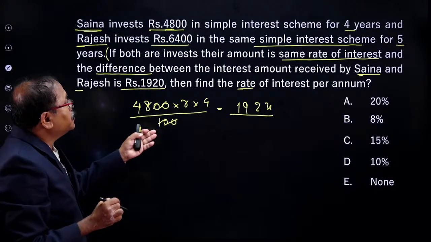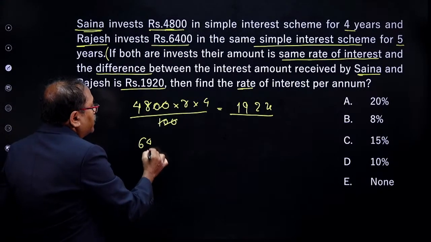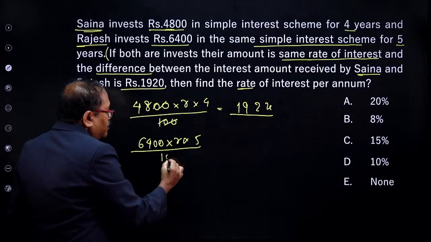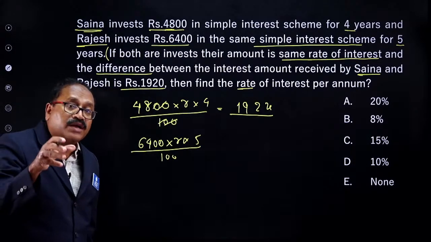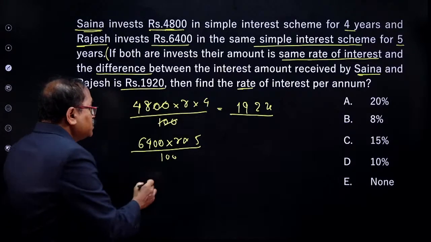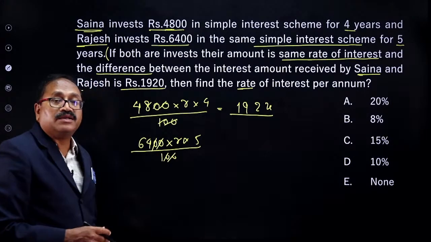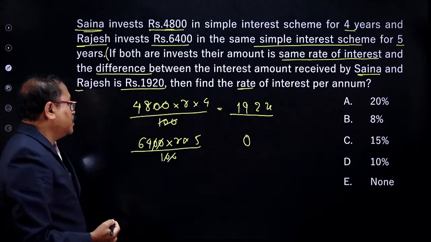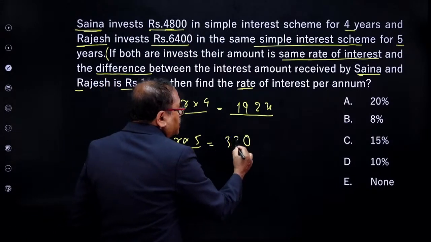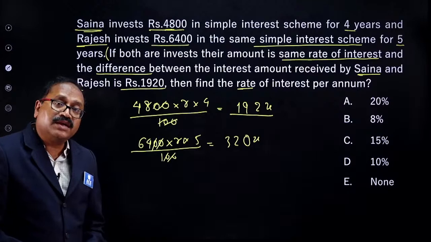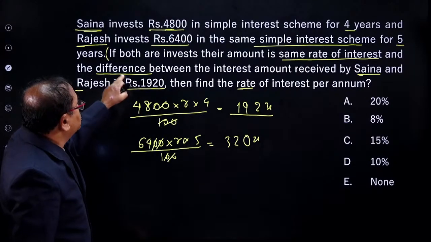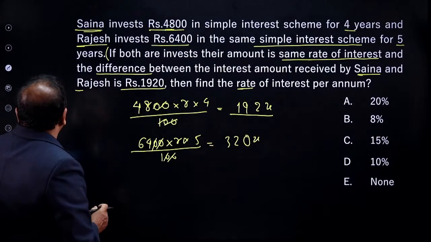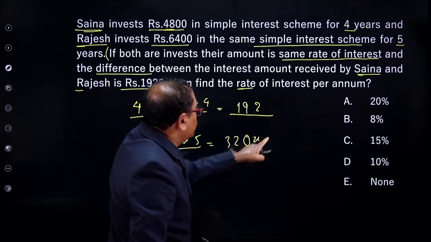अब दूसरे वाले का इंटरेस्ट भी तो ऐसा ही आएगा ना. That is 6,400 into R into T, which is 5 years, by 100. यही है. अभी दोनों का इंटरेस्ट का डिफरेंस दे रखा है, देखिए. तो यहाँ से R की वैल्यू आ जाएगी, ये कैंसिल कर लेते हैं. So then 5 4 is 20, carry 2, and 5 6 is 30 plus 2 is 32R. This is the interest, and the difference of interest is given to you as 1,920. What is the difference? This is R, this is R. This is not the X, this is R.